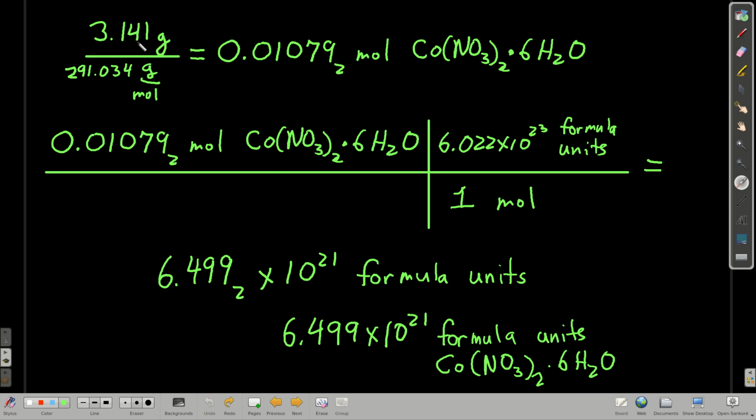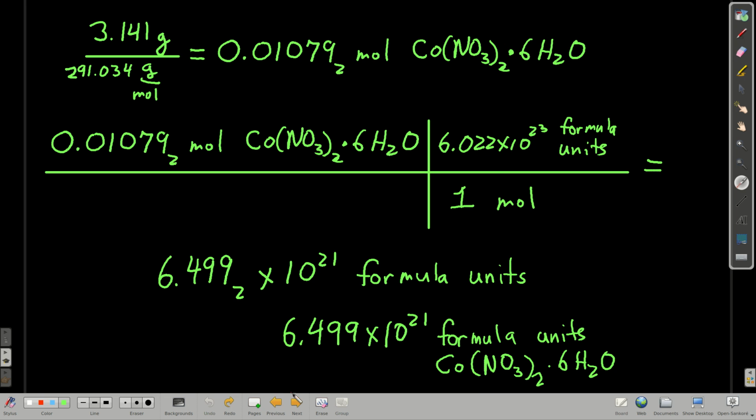First, we find out how many moles of the compound we have by taking the mass and dividing by the molar mass. And this gives us moles of cobalt-2 nitrate hexahydrate. Once we know moles, we use Avogadro's number to find out how many formula units we have. Look how the units cancel out. Moles cancel, we get formula units. By the way, more than 4 sig figs here, 4 here, 4 here. 4 sig figs rounds to 6.499 times 10 to the 21st formula units of cobalt-2 nitrate hexahydrate.